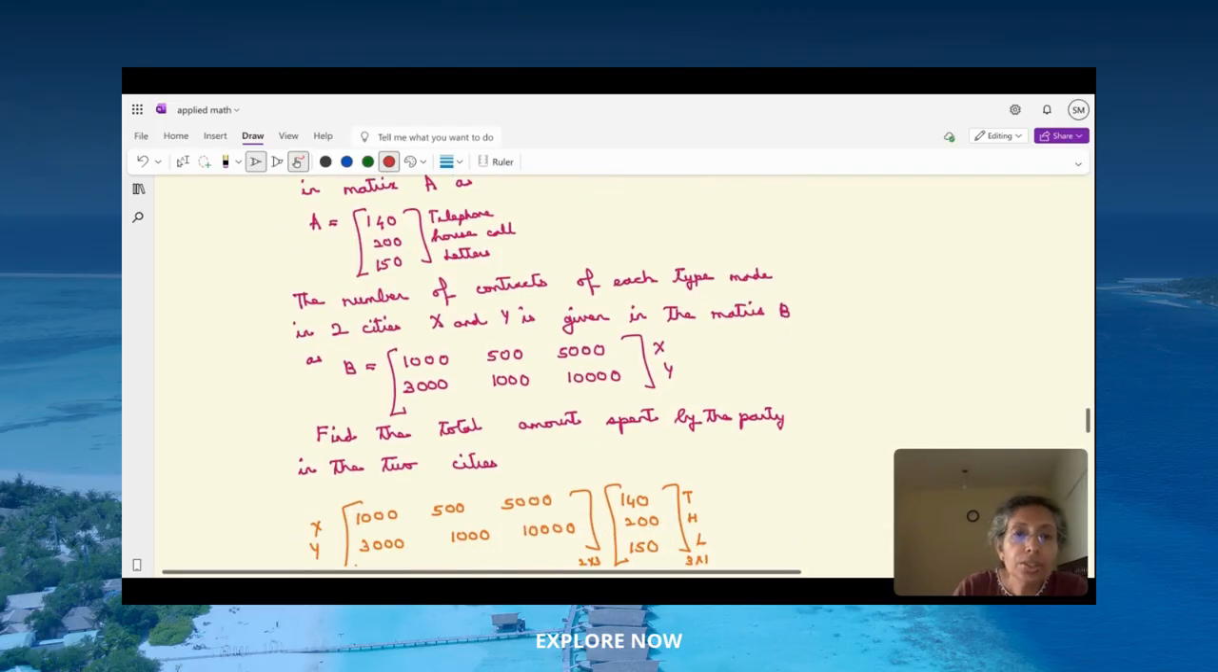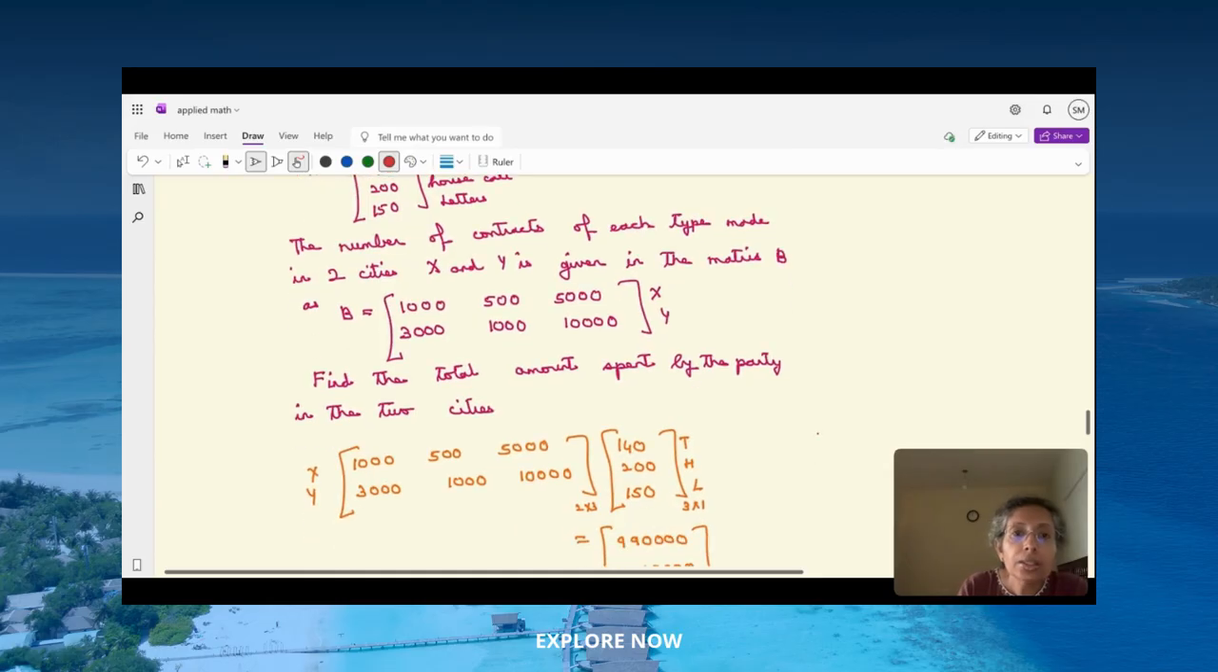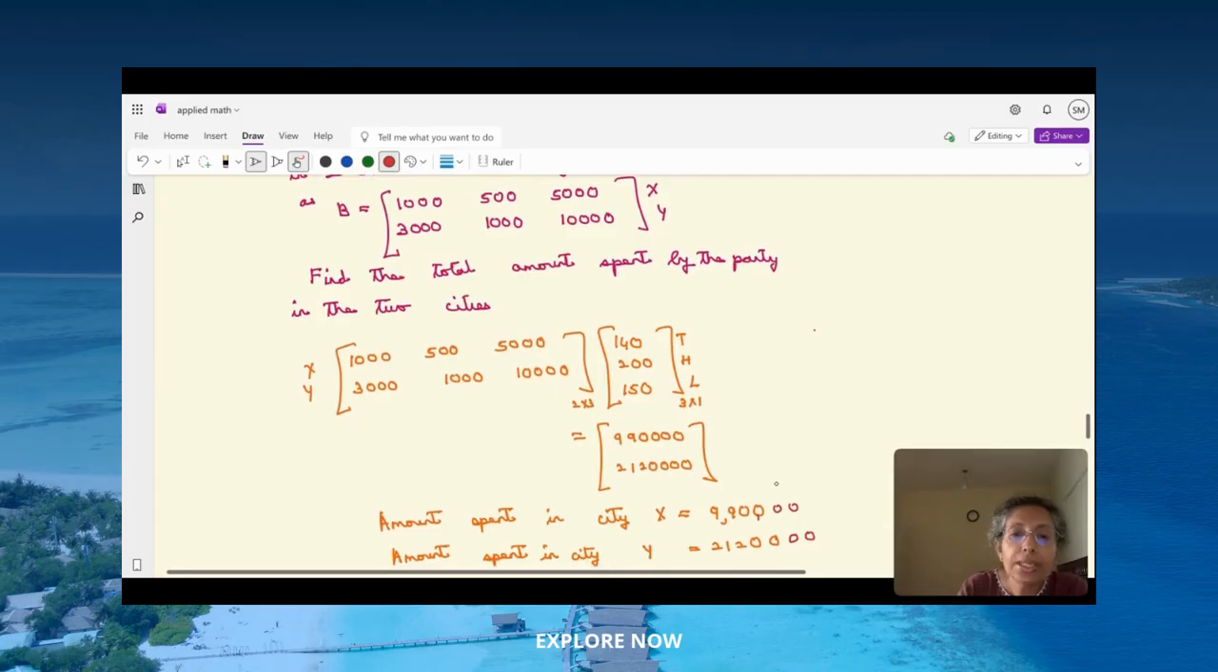So using matrices, we write this 2 by 3 matrix, X and Y standing for X and Y, and the 3 by 1 matrix. So we have 2 by 3 and 3 by 1, so the product is 2 by 1, and that will give you 9,90,000 and 21,20,000. So the amount spent in city X is 9,90,000 and in city Y is 21,20,000.